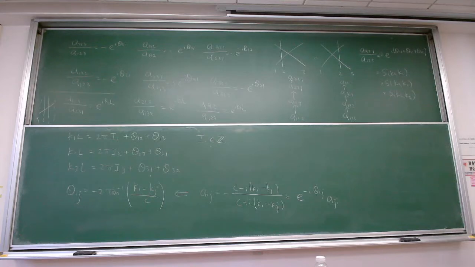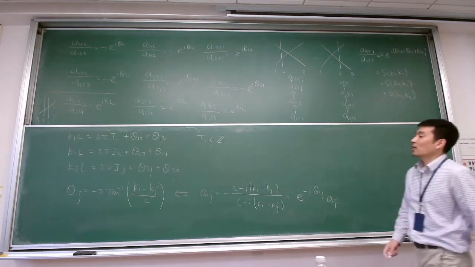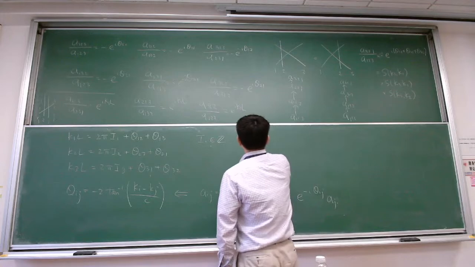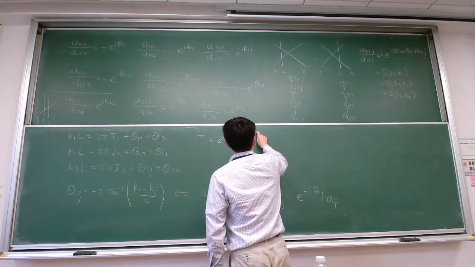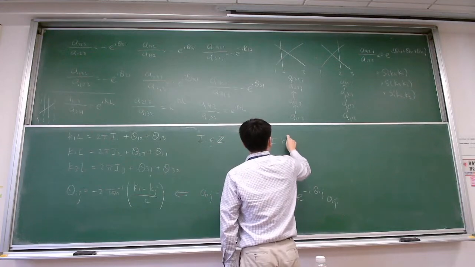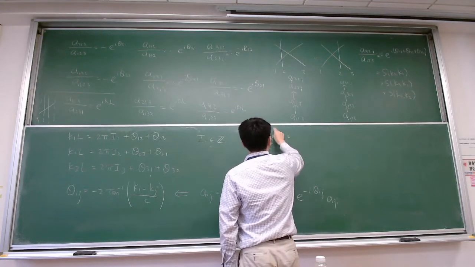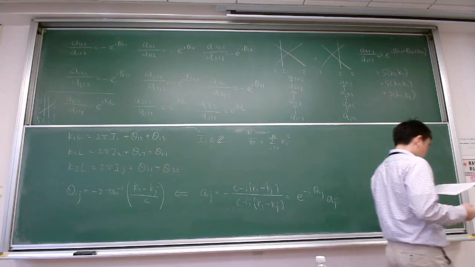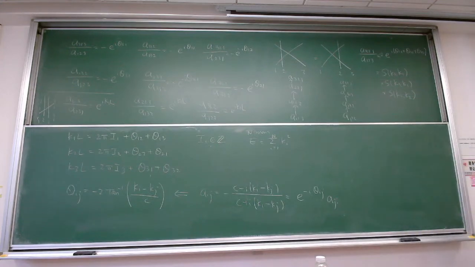And of course, the energy here, the energy of any boson state, is the sum over k_i where i runs from 1 to n.